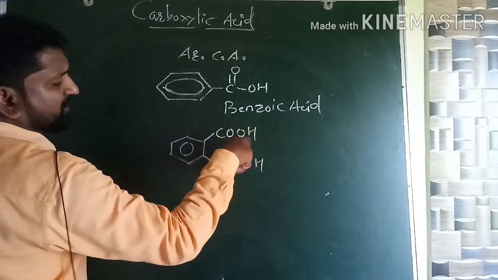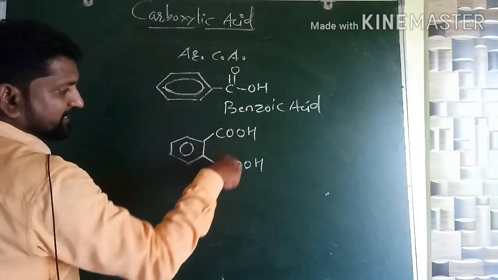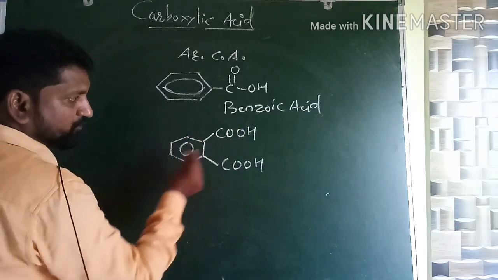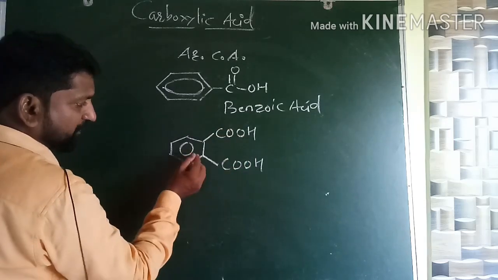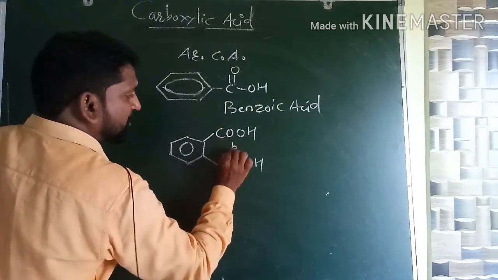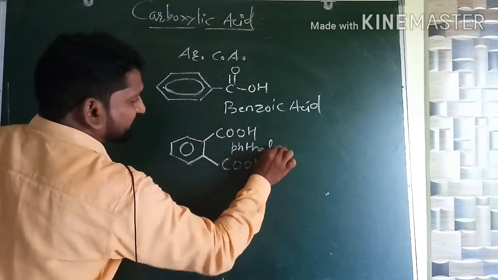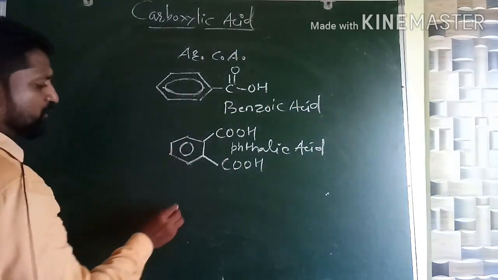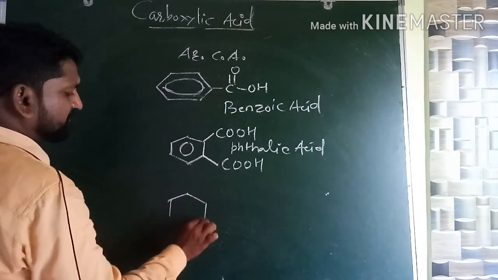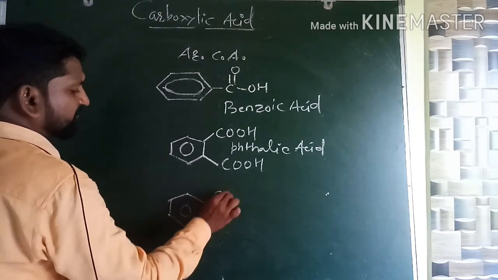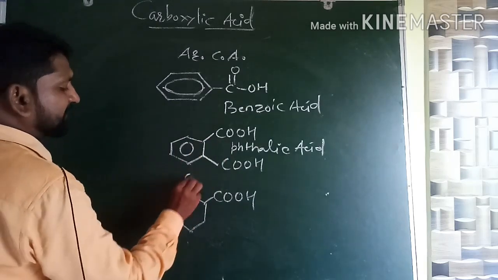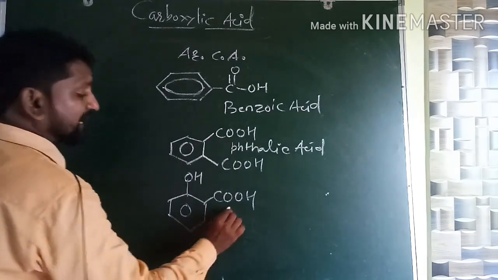If we write another example, see here, COOH and COOH. According to the previous classification, it is a dicarboxylic acid, yes or no? But it is no more aliphatic, because both the carboxylic groups are attached to the benzene ring. This is the example of phthalic acid. Again we have an example, see here carefully. Here I am writing the carboxylic group, no doubt aromatic. If I write like this, it becomes salicylic acid.